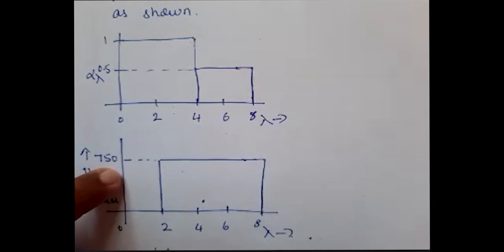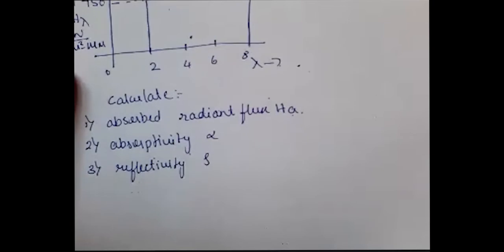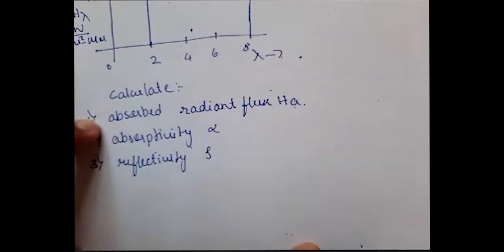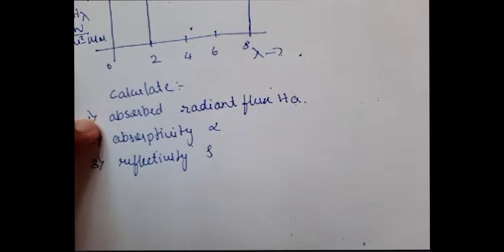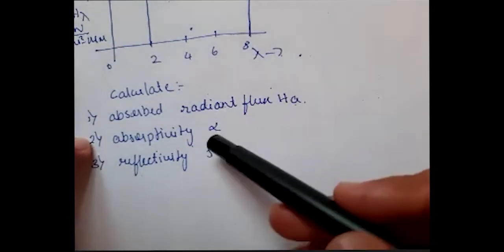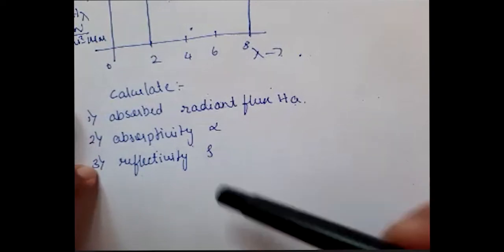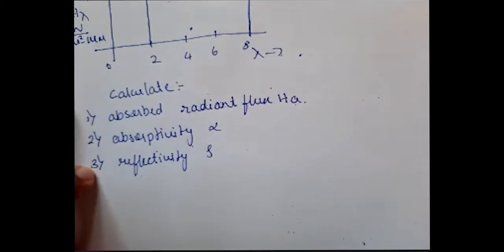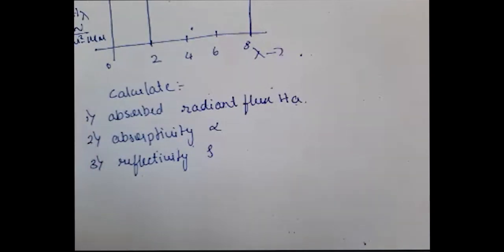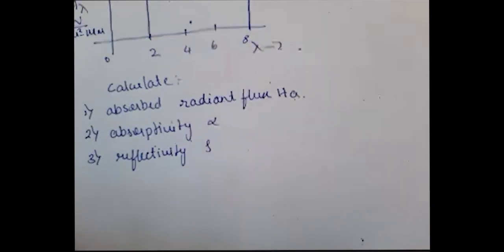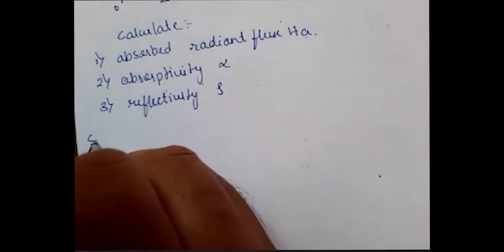Once I know what it is varying, what I have to calculate is, first one, absorbed radiant flux, that is HA. Second one, absorptivity. And the third one is reflectivity. So I have to find out absorbed radiant heat flux HA, and absorptivity and reflectivity. From the characteristics of radiant heat flux falling on a surface that we have studied, we'll go to the solution.